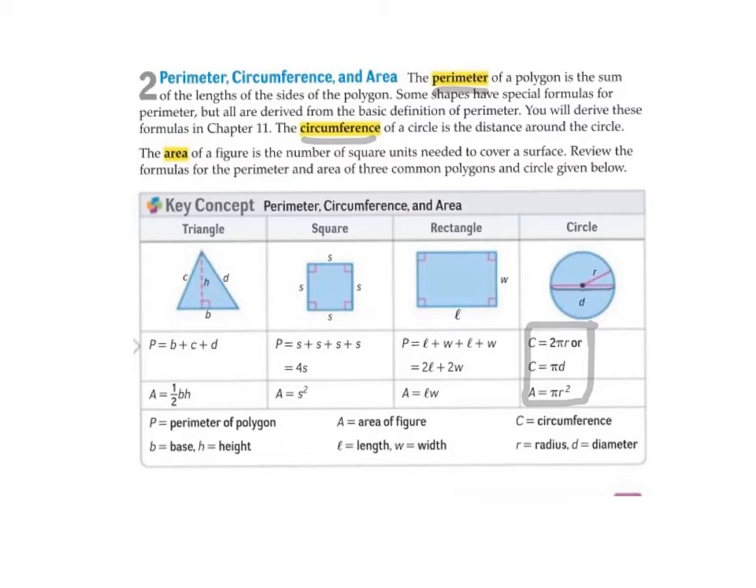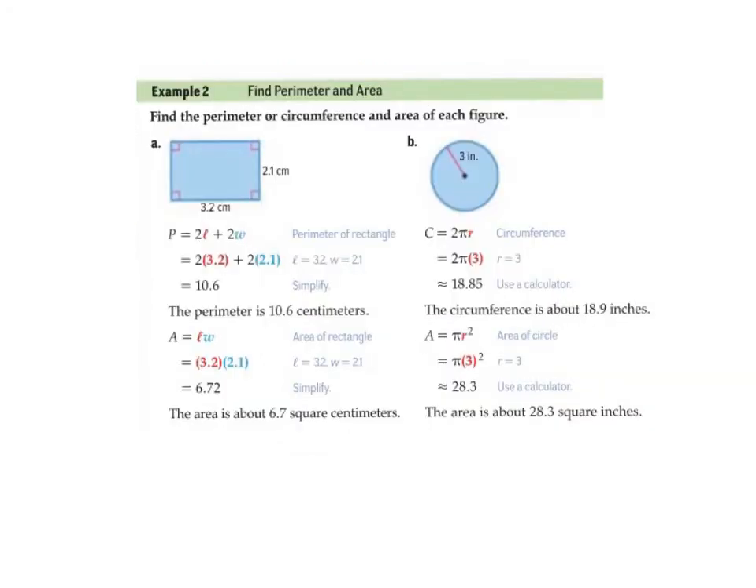Sometimes the question will ask you to use the pi button on your calculator, or sometimes it will tell you to use 3.14 or something like that. But make sure you read the question before you decide which one of those you have to do. So here's example 2.